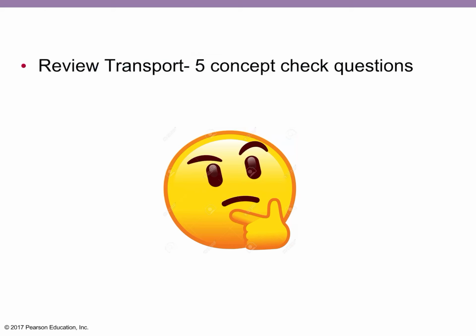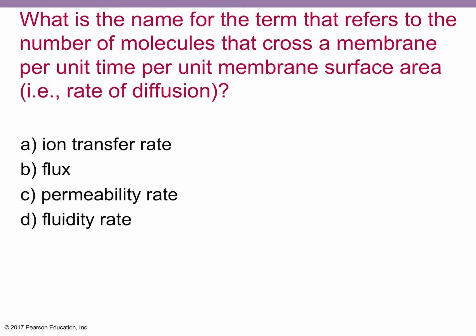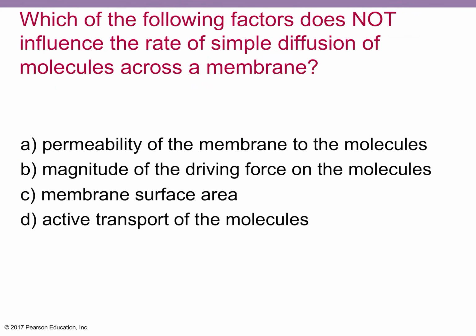All right, so 5 concept questions to review. Take a look at this first one, and what's the answer? All right, so chemical driving force. Just looking at the chemical driving force, which tends to cause molecules to move in a particular direction, is a direct result of which of the following? It's going to be the concentration gradient of the molecules. The term that refers to the number of molecules that cross a membrane per unit time, per unit membrane surface area, is its flux.